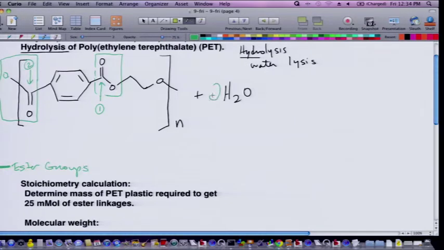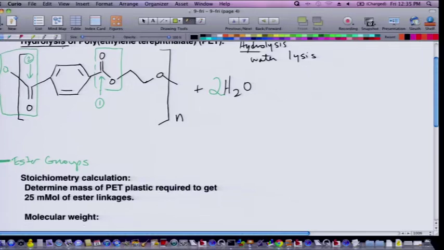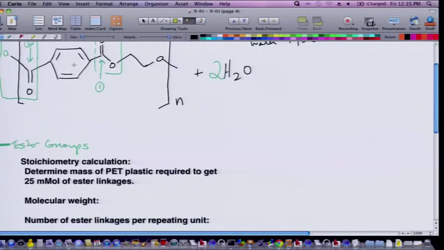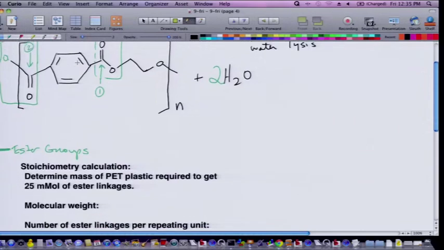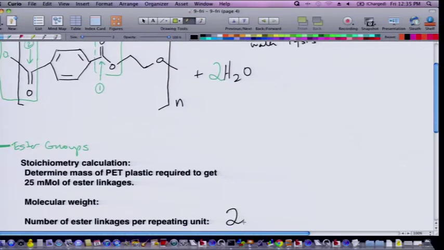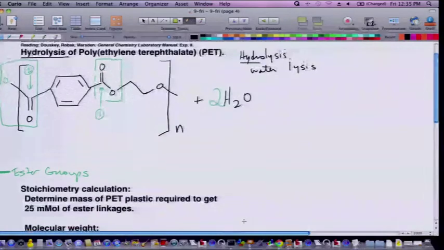So that means you need 2 waters, 2 ester groups, 2 waters per monomer, per repeating unit in this plastic, PET. The other thing we need to do is a stoichiometry calculation, and ultimately our question is, how much plastic do we need to get 25 millimoles of ester linkages? There are 2 key pieces of information you need. The number of ester linkages, which relates to the number of waters, that's 2. We can write that down. And the other thing we need is a molecular mass. So we've got to go back to our structure to get our molecular mass.